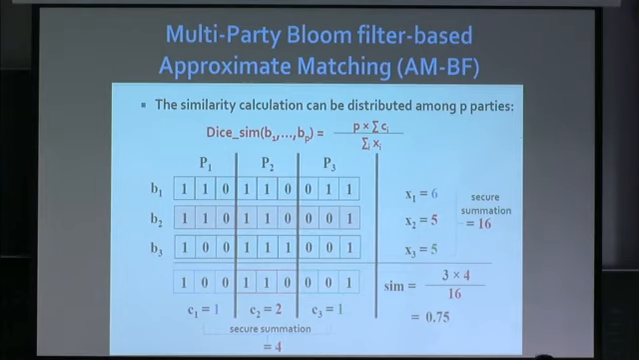And once these values are calculated, a secure summation protocol can be used to securely sum the number of common 1 bits in each segment. And similarly, we can also apply a secure summation protocol to securely sum the number of 1 bits in each Bloom filter. And using these two sums, we can calculate the dice coefficient similarity of P Bloom filters.